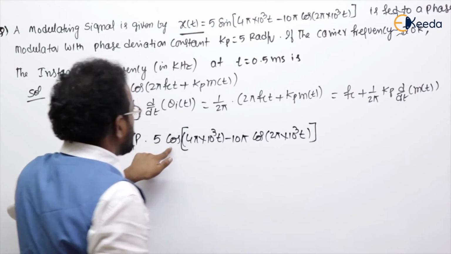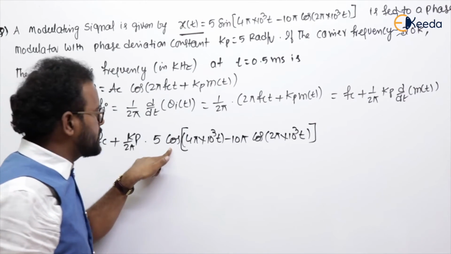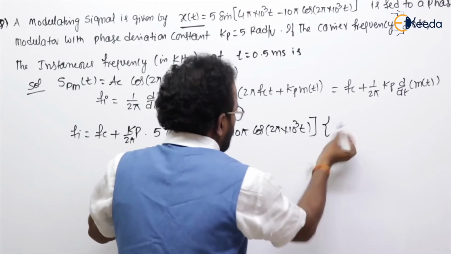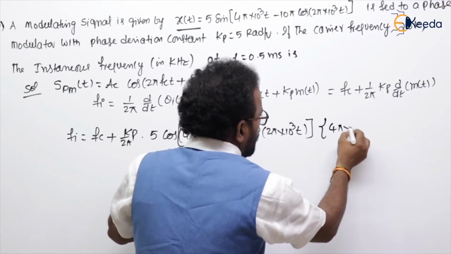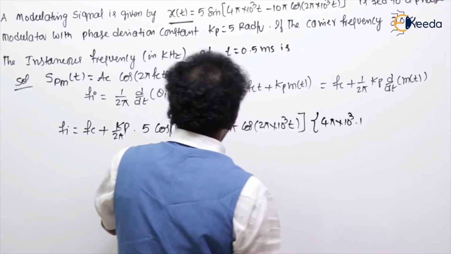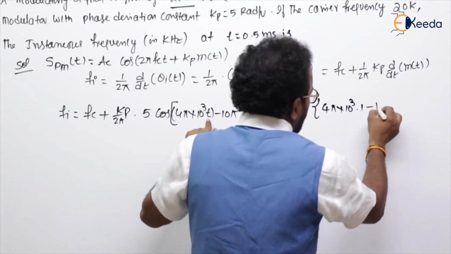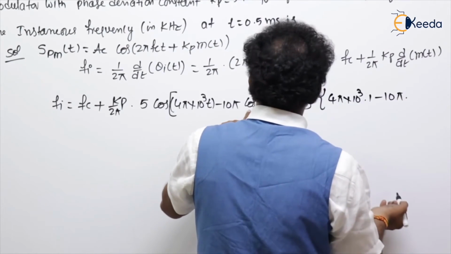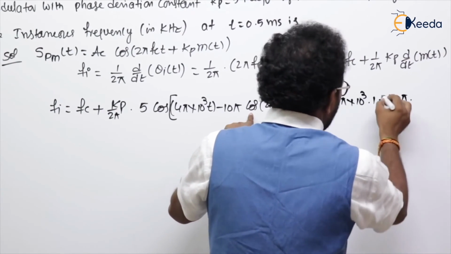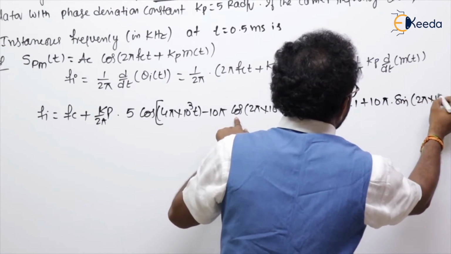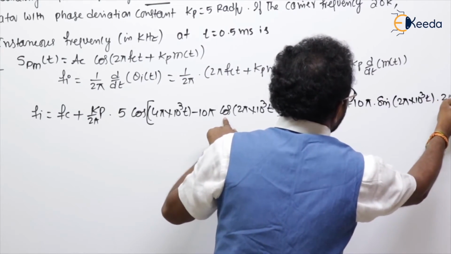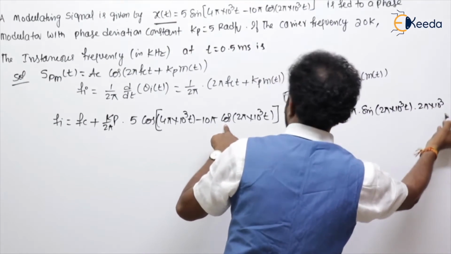Sine differentiation cos. Here only differentiation is the important thing. Into inside value you have to differentiate. So 4 pi into 10 cube d by dt of t1 minus 10 pi into differentiation of cos is minus sine, minus minus plus sine 2 pi into 10 cube t into 2 pi into 10 cube.